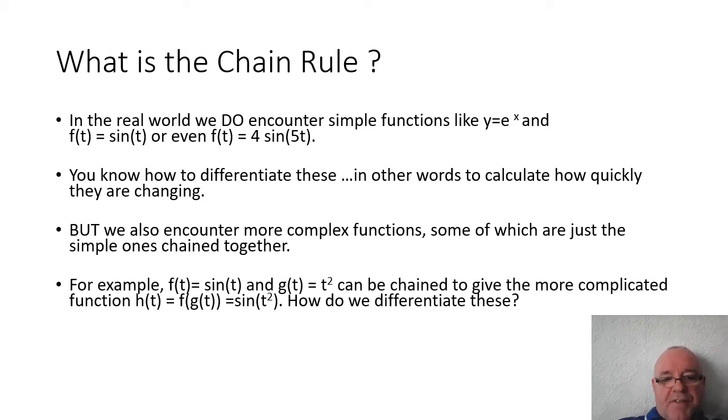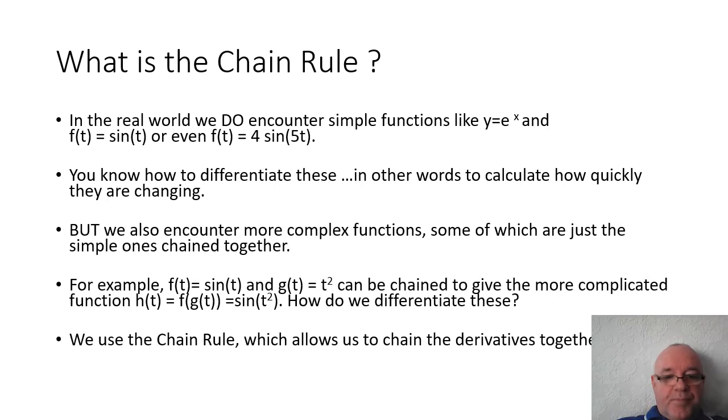So for example, if f(t) is sine t, one function, and g(t) is t squared, you can chain these together to give a more complicated function, f of g of t. I've just called it h(t), and that's equal to sine of t squared. So how do you differentiate these? So the idea is we use the chain rule, which allows you to chain derivatives together.